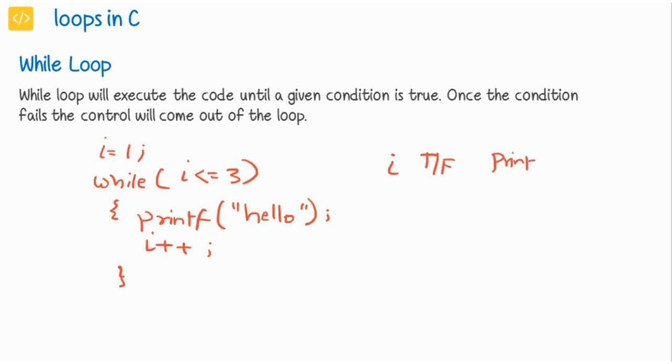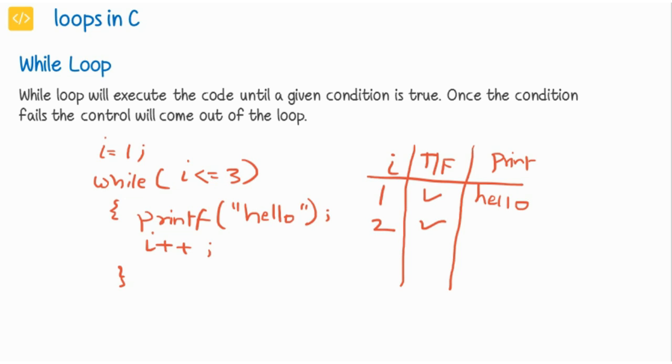When the code starts executing, initially the value for I will be 1. System will check 1 is less than or equal to 3. It will print hello and then I will be incremented by 1. So now the value for I will be 2. 2 is less than or equal to 3. System will print hello. I will be incremented by 1 again. So now the value for I will be 3.